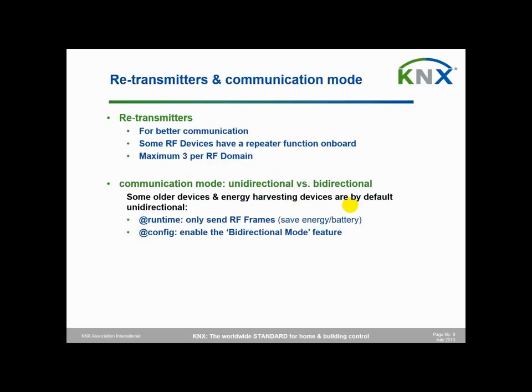Okay, retransmitters and communication modes. Retransmitters are there in order to have a better communication. I said that an RF domain has a maximum of 255 devices. In practice, however, it's really hard to achieve or to reach that maximum. In order to reach that maximum, retransmitters have been defined.